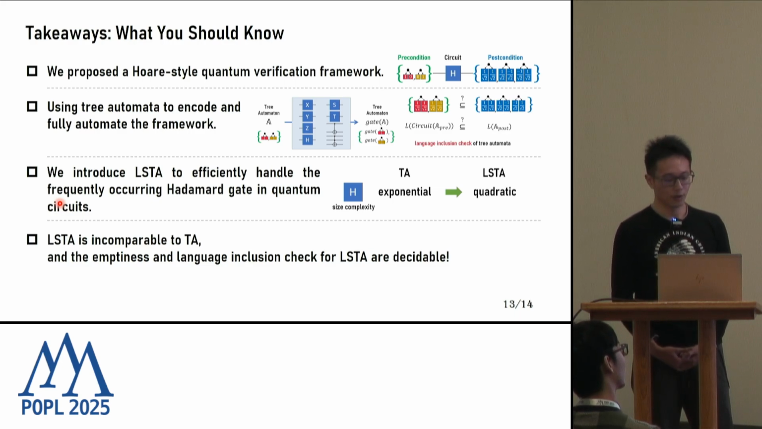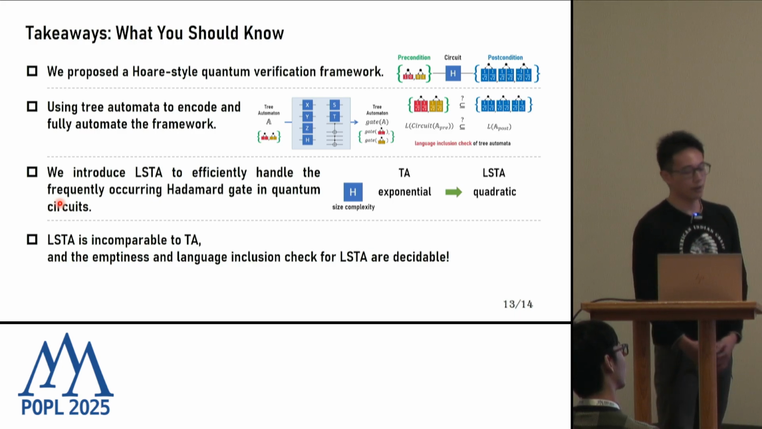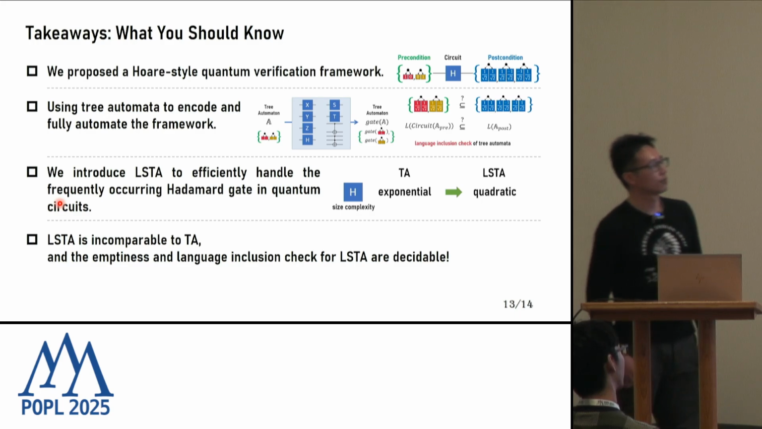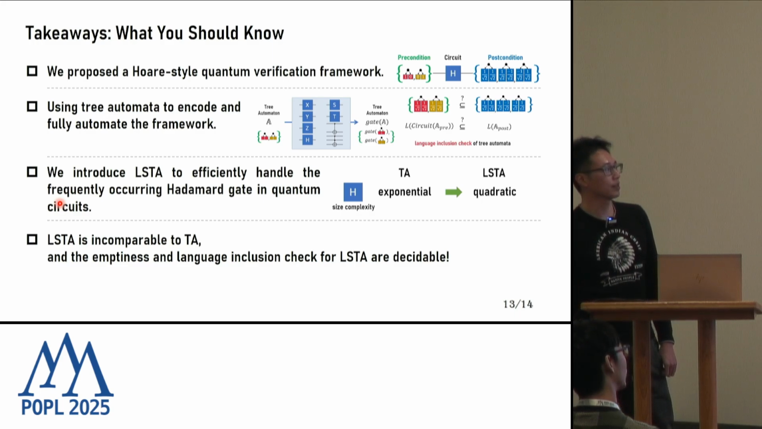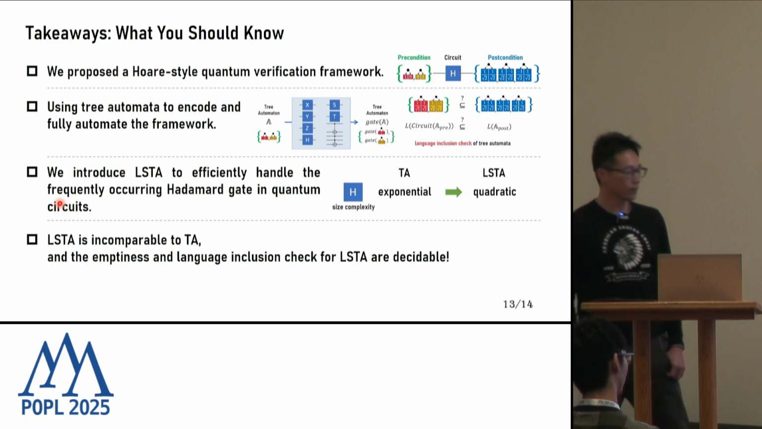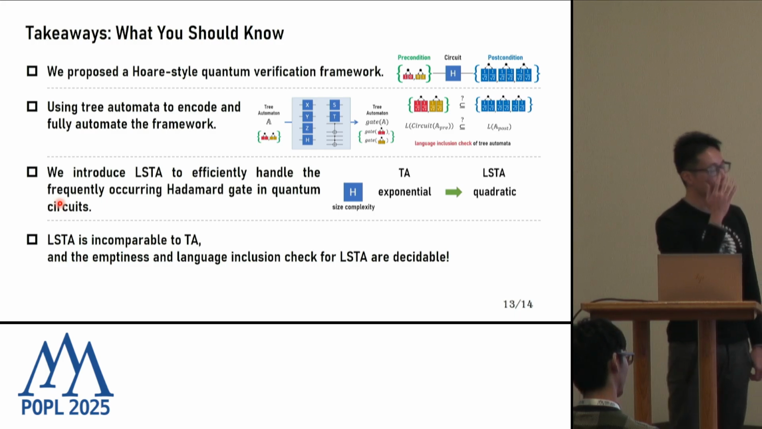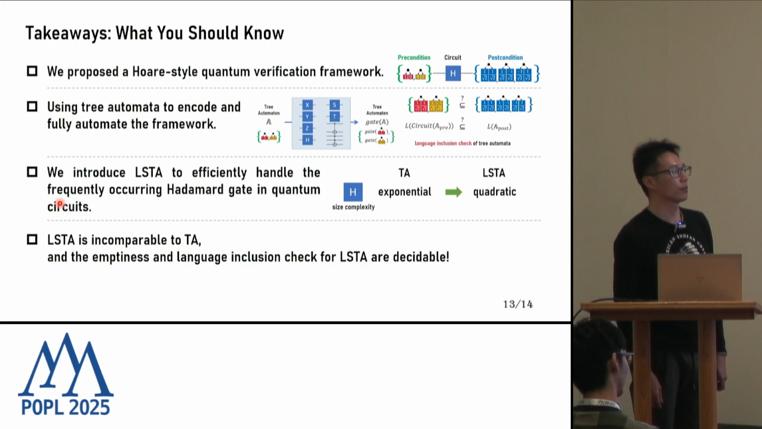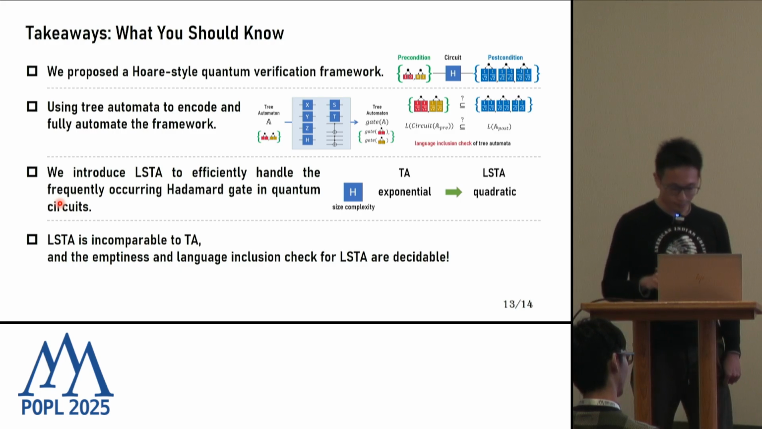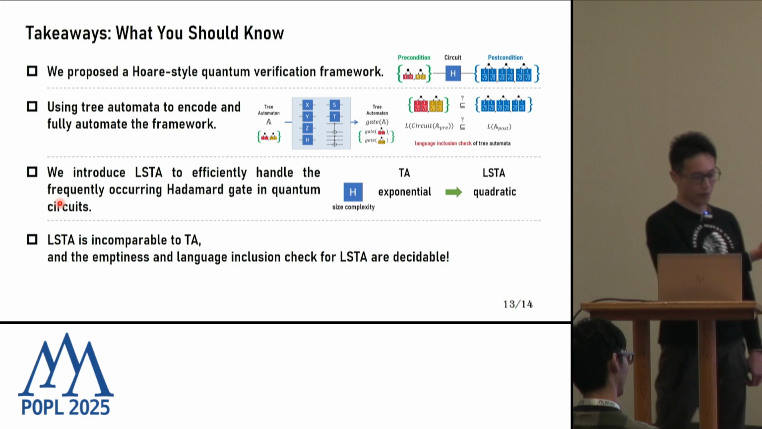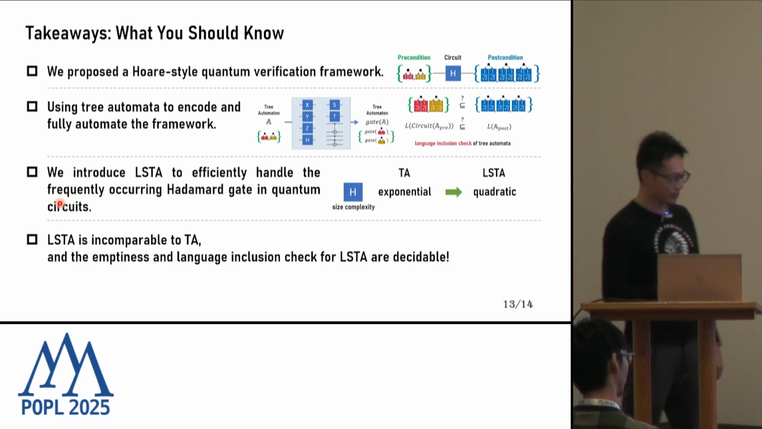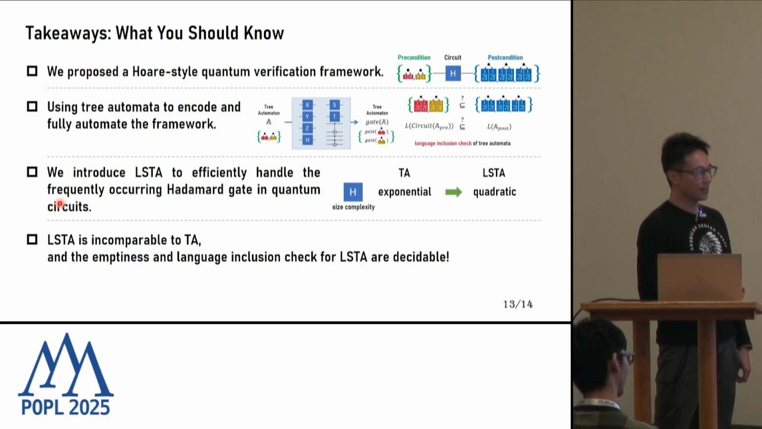We also introduce LSTA to efficiently handle the frequently occurring Hadamard gate in quantum circuits. More specifically, we improve the complexity of the algorithm from exponential to quadratic. And the last point, LSTA is incomparable to TA, and the emptiness and the language inclusion check for LSTA are decidable.